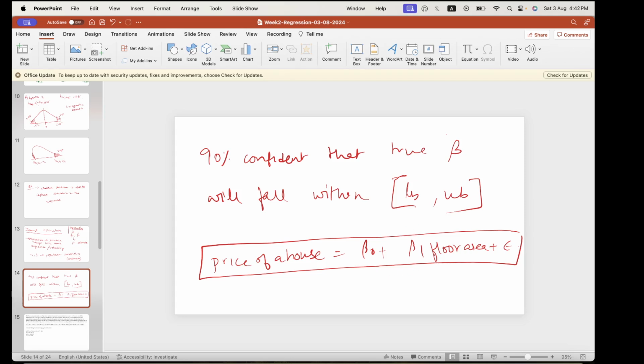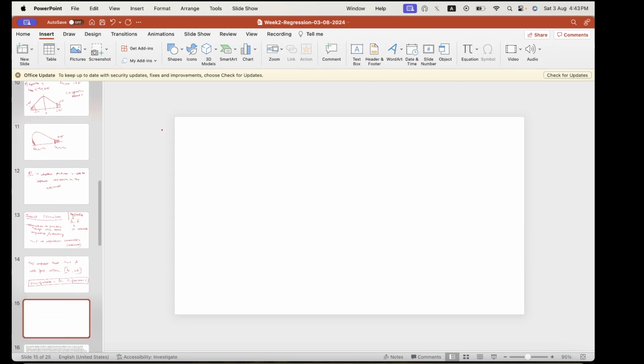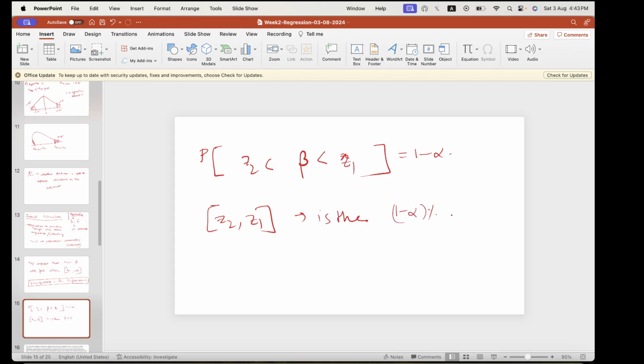Similarly, for getting the confidence intervals, we also would have to get the distributional assumptions correct in place. So what essentially we are doing is providing the probability that true beta will fall within, let's say, some z1 and z2, with some probability which is 1 minus alpha. Then what do we say? We say that z1 to z2 is the 1 minus alpha percent confidence interval for beta.